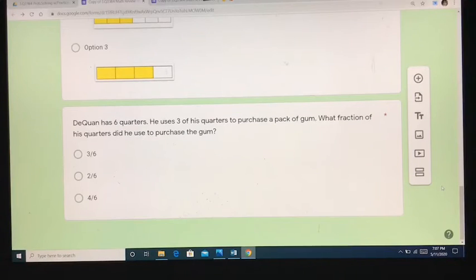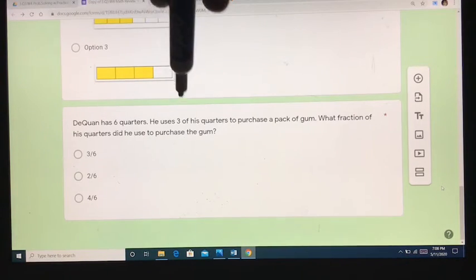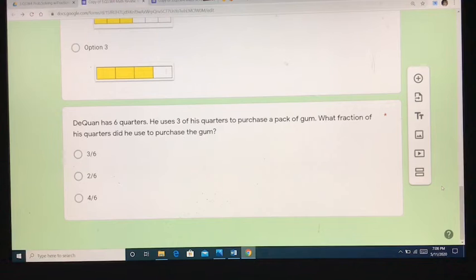Our last problem says Daquan has 6 quarters. He uses 3 of his quarters to purchase a pack of gum. What fraction of his quarters did he use to purchase the gum? So I've read my problem. Now I have to find the numbers I'm using. I can see 6 and 3. So those are the 2 numbers I need to keep in my head.